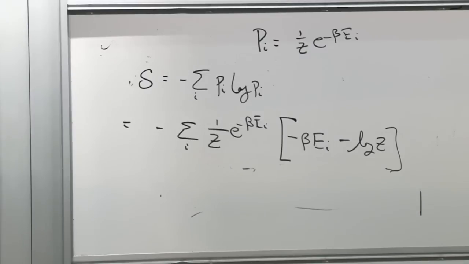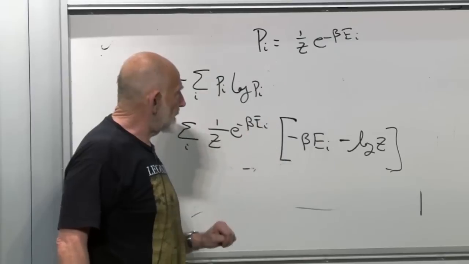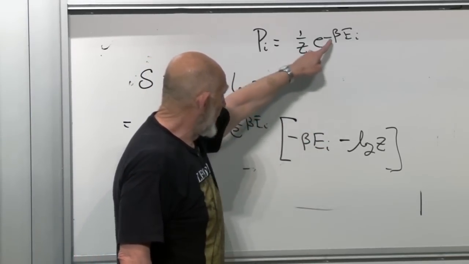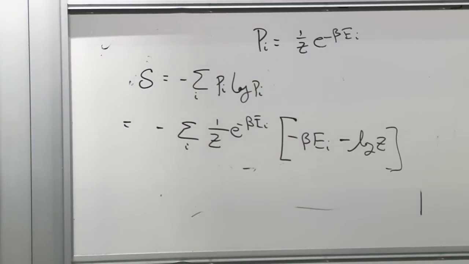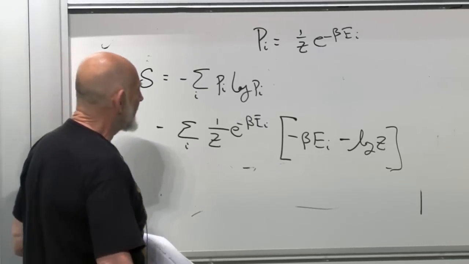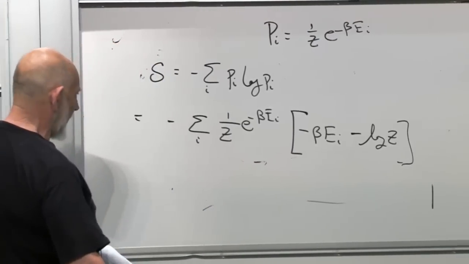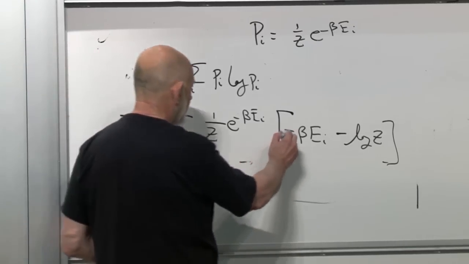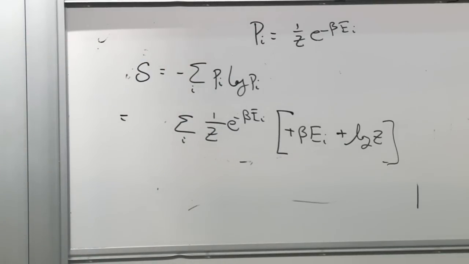Everybody see what I did? Log of p sub I is a log of a product. So it's log of 1 over Z, that's minus log Z, and log of e to the minus beta e sub I, that's minus beta e sub I. Let's look at it. This is S, so let's get rid of some minus signs: plus, plus. That's good, because entropy ought to be positive.